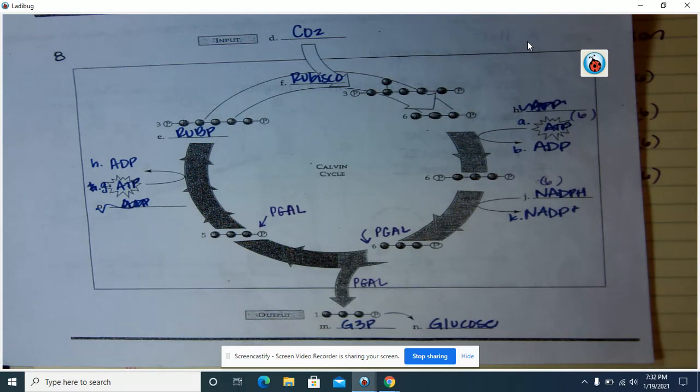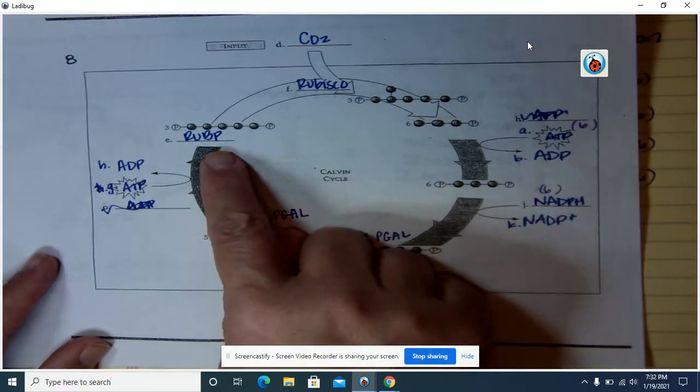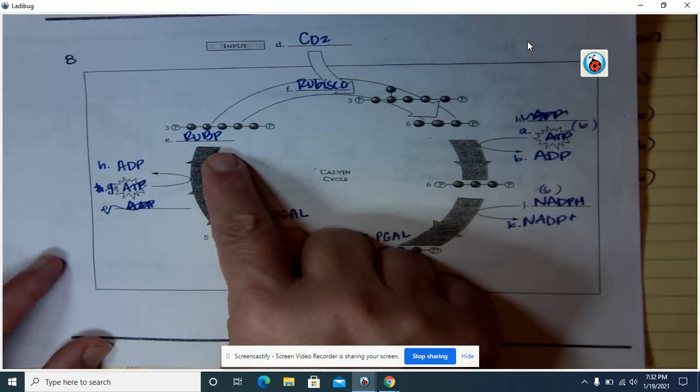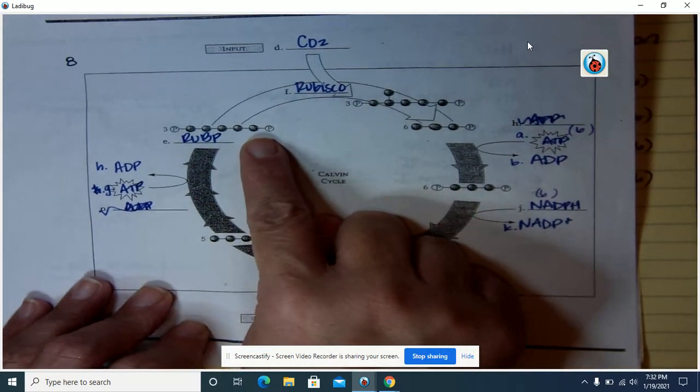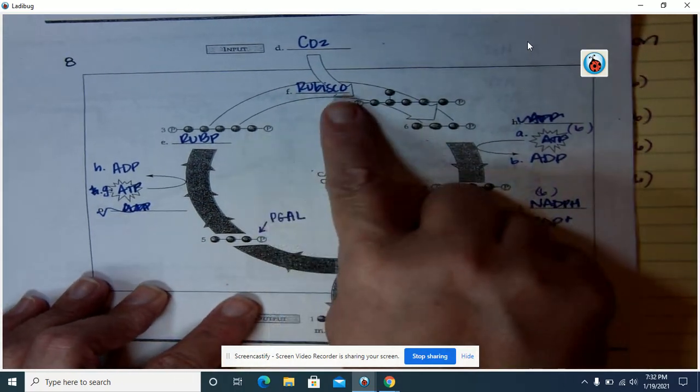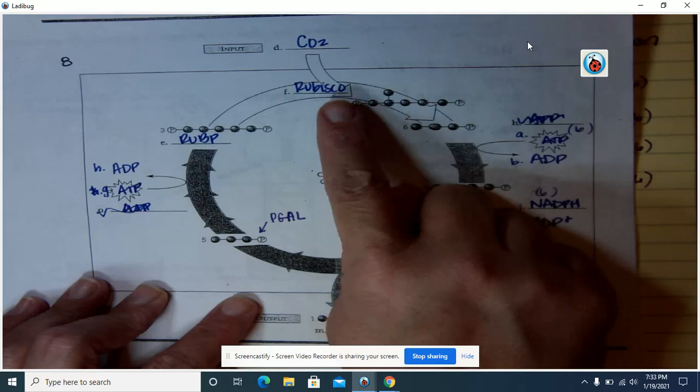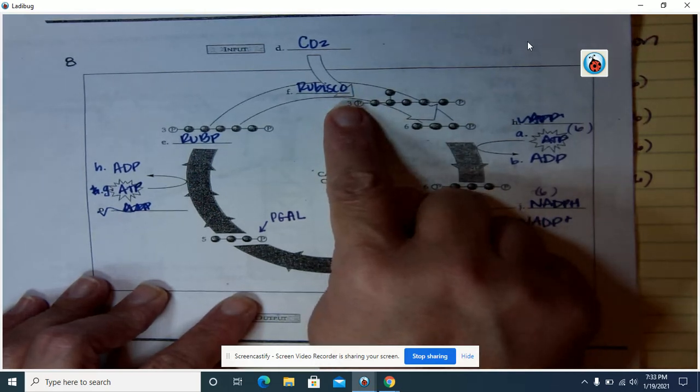So if we go through these questions, let's take a look at these. In carbon fixation, what atom is carbon added to? Well, it's added to RuBP, right? In carbon fixation, carbon would be added to RuBP. What enzyme is responsible for that? Rubisco is responsible, right? The most numerous enzyme.